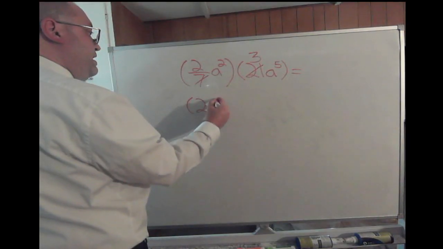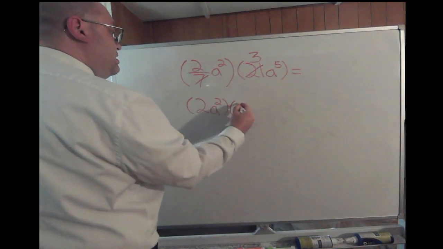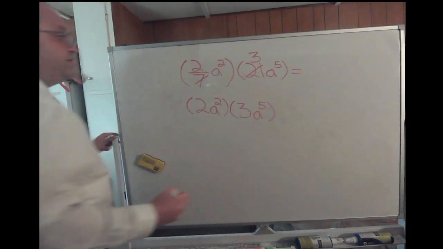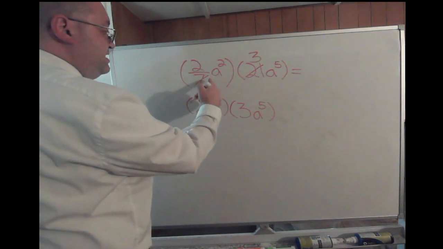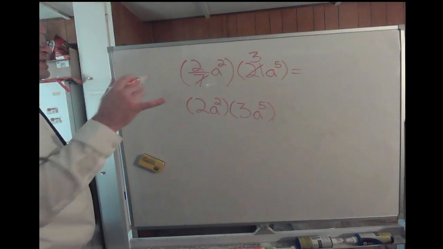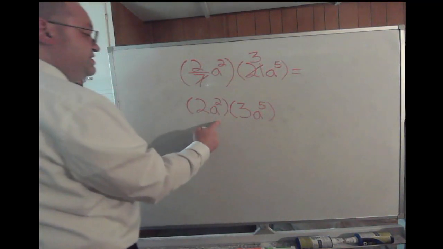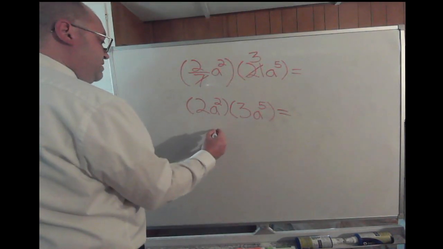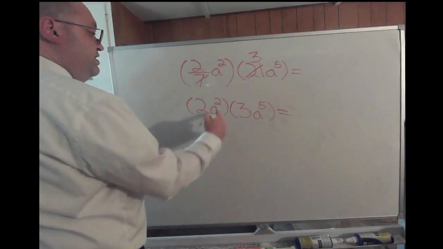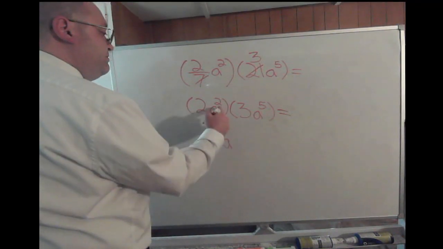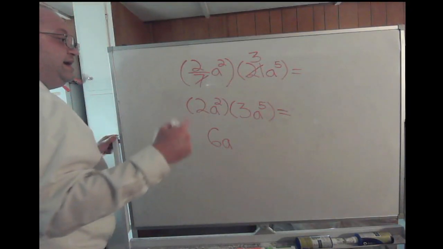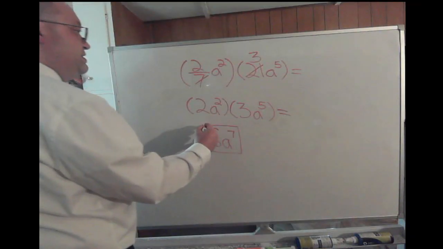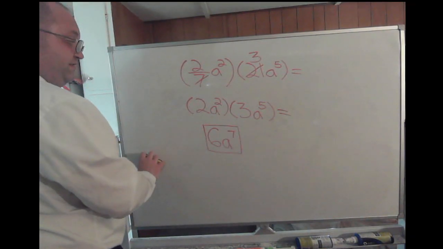2a to the 2nd power times 3a to the 5th power. That's what you'd be left with, since the 7 was gone and 7 goes into 21 3 times. Now you have 2a to the 2nd times 3a to the 5th. You're just going to take your coefficients of 2 and 3 multiplied together. You'll get 6. Then you have the base a. Then you have a to the 2nd times a to the 5th. So that'd be a to the 2 plus 5. That'd be a to the 7th. So the answer you should get would be 6a to the 7th.